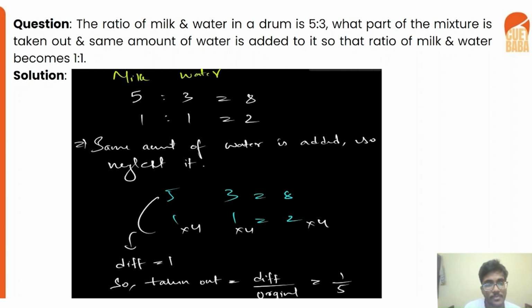Coming to the next question, the same sort of approach here as well. The ratio of milk and water in a drum is 5:3. What part of the mixture is taken out and the same amount of water has been added to it, so that the ratio of the milk and water becomes 1:1? Okay, so the question says like this. So what is originally the milk and water ratio? That is 5:3. What is the value after? That is 1:1. So we have this to be equal to 8 and this to be equal to 2.